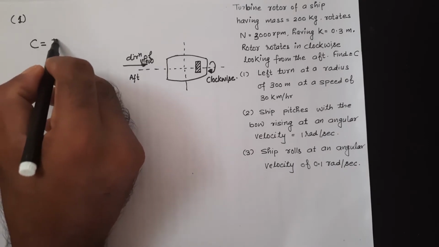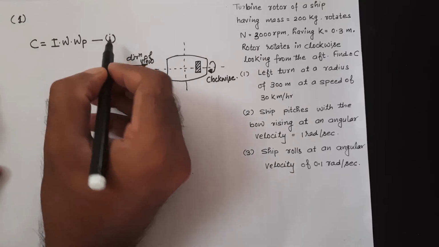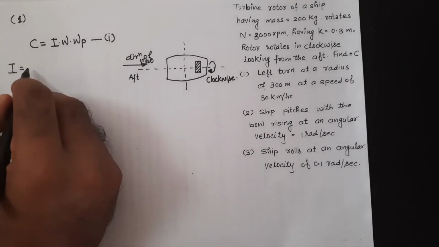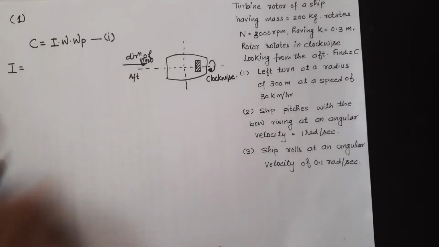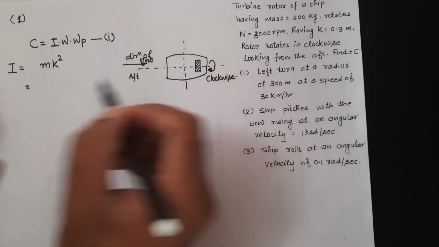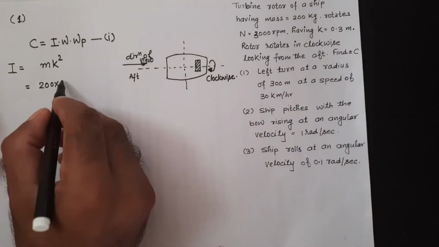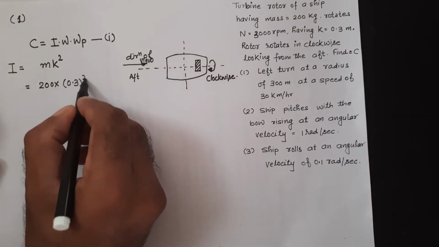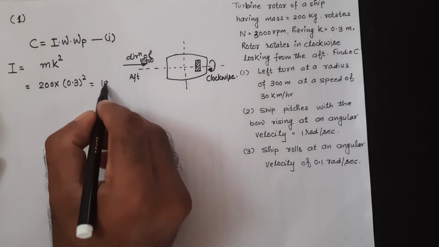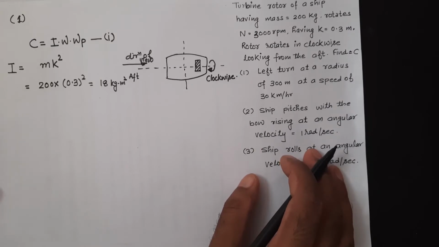The gyroscopic couple is straightforward using the formula. C will be I times omega into omega P. This is equation number 1. Let us find the values. I, the mass moment of inertia, will be m k square. Mass is given as 20 kg, radius of gyration 0.3 meters, so 0.3 square is 0.09, multiplied by 20. It gives 18 kg meter square. This is the value of I.